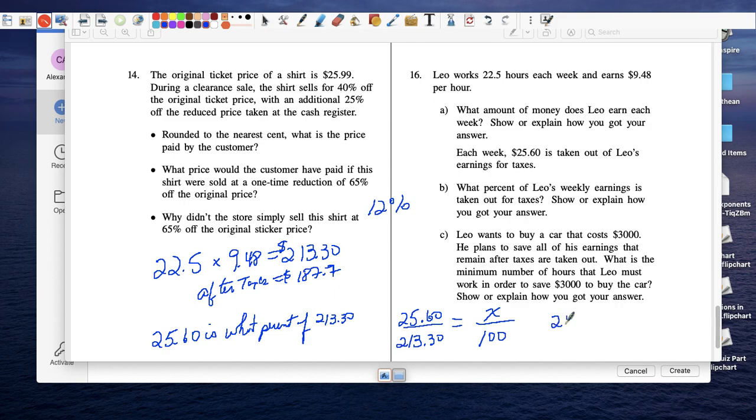Now, again, this one you can cross multiply. It's so much easier. 213.30x equals 25.60 times 100, which is 2,560. Cross multiply again. Let me show you, cross multiply. And divide both sides by 213.30. That simplifies to 1. X equals 2,560 divided by 213.30 equals, oh, look at that, 12% again.